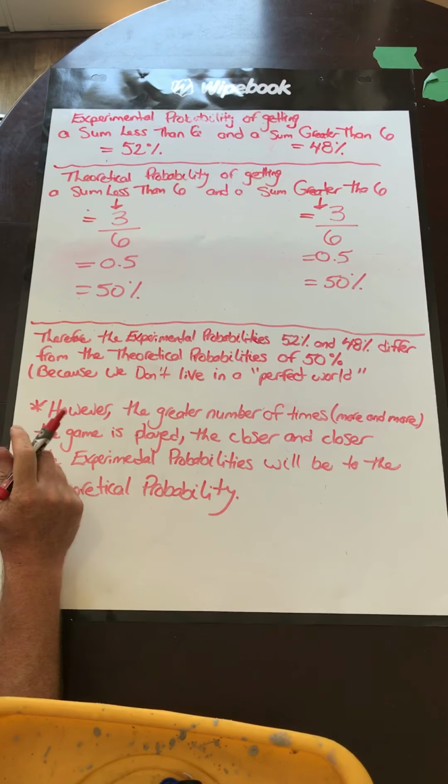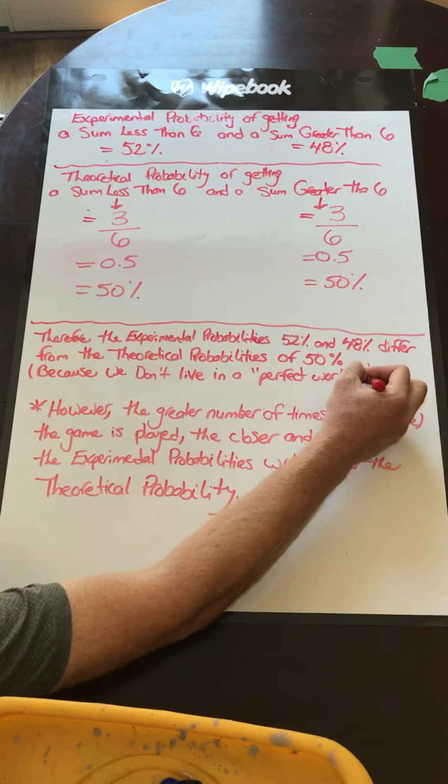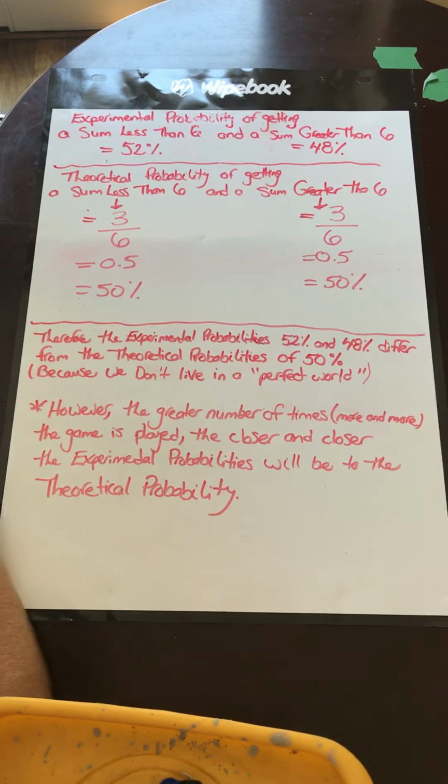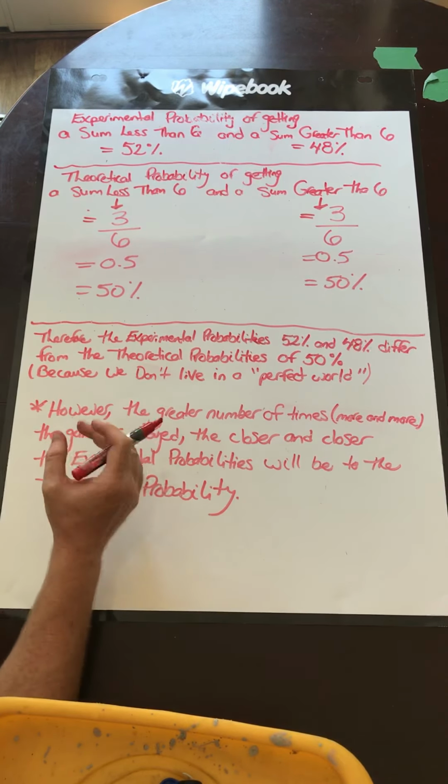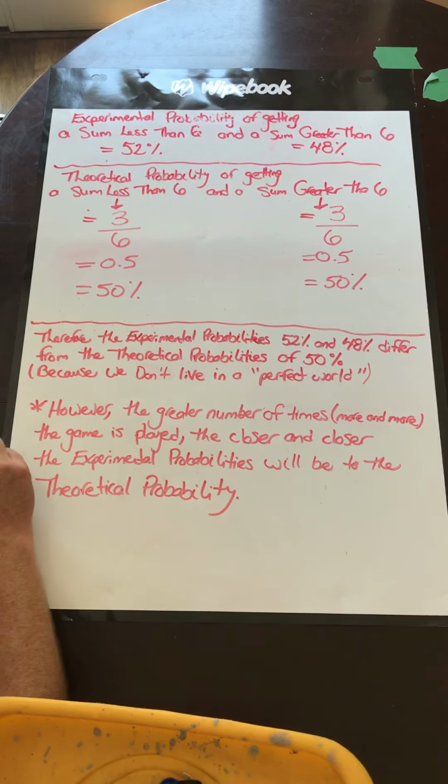okay? And why do they differ? Because we don't live in a perfect world. All right, that's the difference between theoretical and experimental. Theoretical is if we lived in a perfect world, this is what should happen or is expected to happen. When we actually do the experiment or play the game, that doesn't usually happen. Okay, we get a different probability.